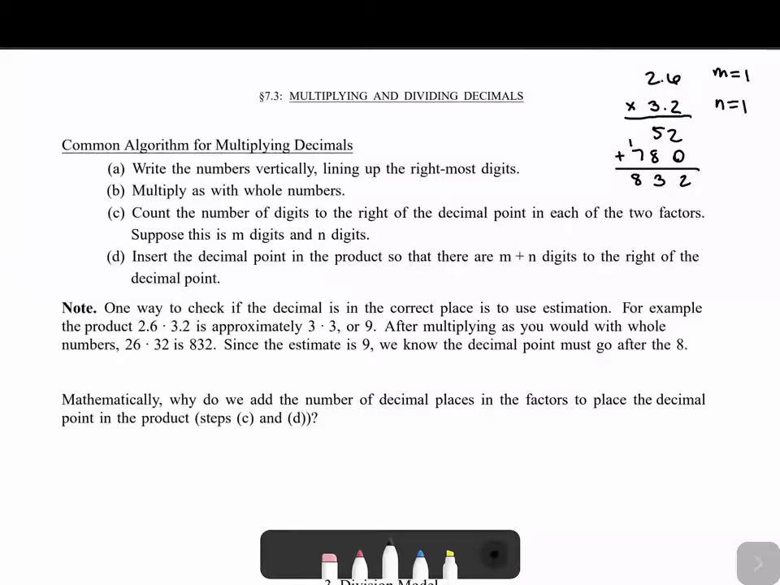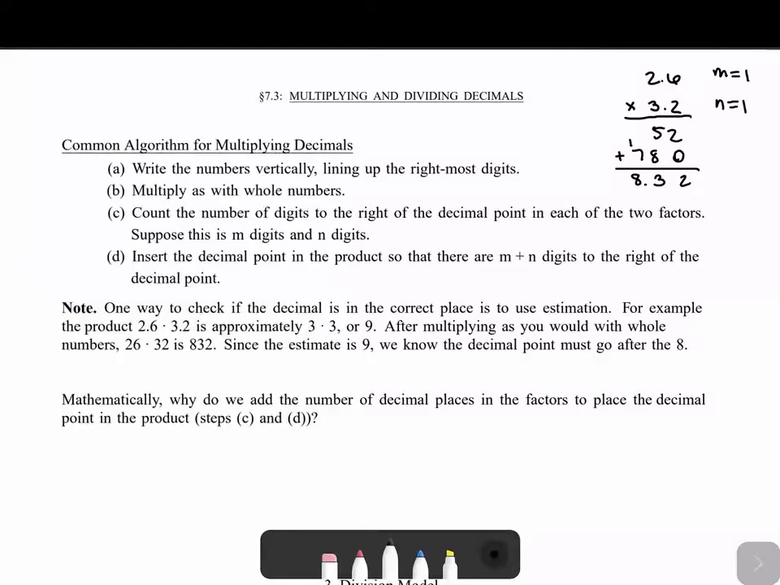So then we insert the decimal point in the product so that there are m plus n digits to the right of the decimal point. So m is 1 and n is 1, which tells us that m plus n is 2. So we put the decimal right there, and our answer is 8.32. And that's the common algorithm that most of us use to multiply decimals.